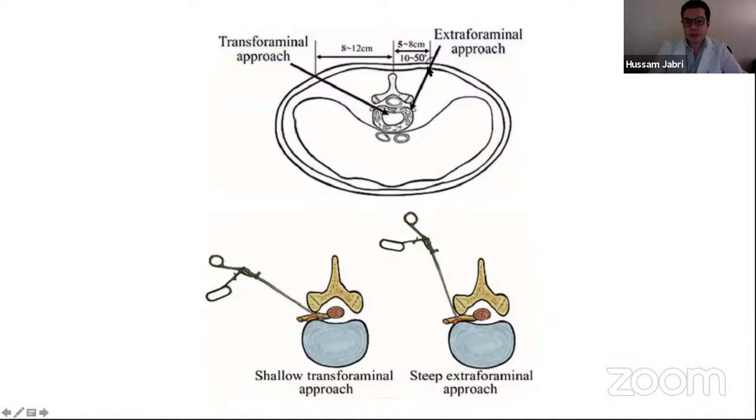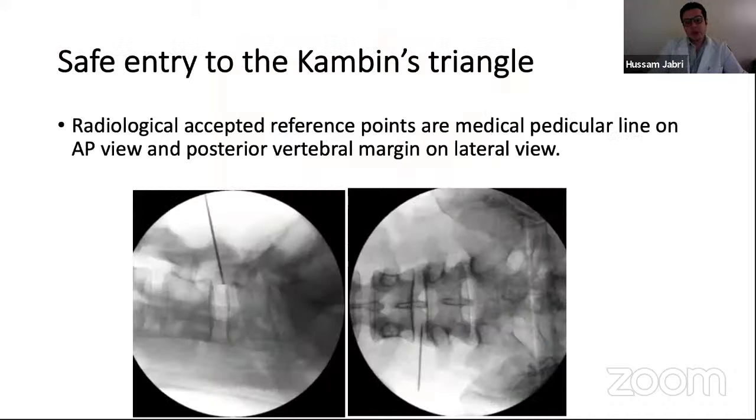And extraforaminal, you come in more steeply. So if you want to target a disc here at any level, definitely you have to go shallow. But for foraminal and extraforaminal, you have to go more steeply. In order to transfer the safety zone of Kambin's triangle onto the patient, we have to follow the guidelines: in the AP view, our needle should not go more medial than the medial pedicular line, and in the lateral fluoroscopy view, we should not go more anterior than the posterior vertebral body.